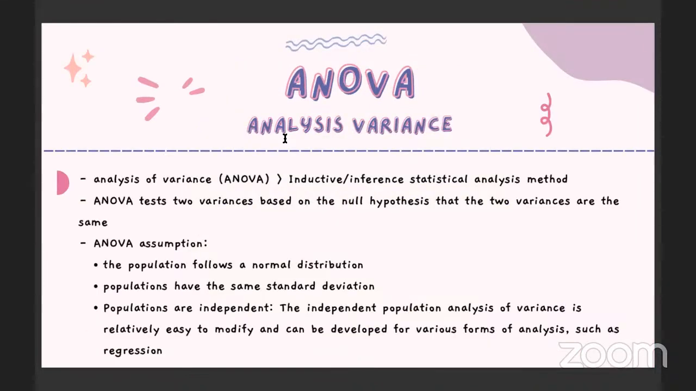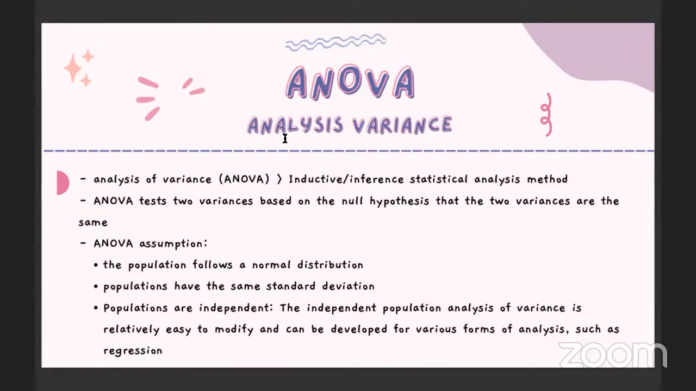The next one is ANOVA, analysis of variance. Analysis of variance, or ANOVA, is an inductive or inferential statistical analysis method. ANOVA tests two variances based on the null hypothesis that the two variances are the same. ANOVA assumptions: the first one, the population follows a normal distribution. The second one, populations have the same standard deviation. And the last one, populations are independent.